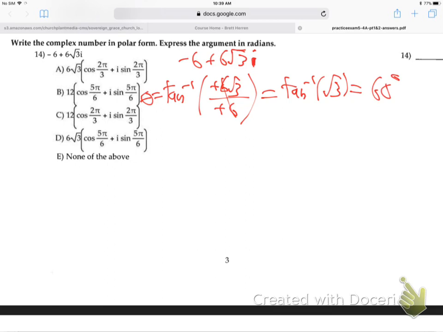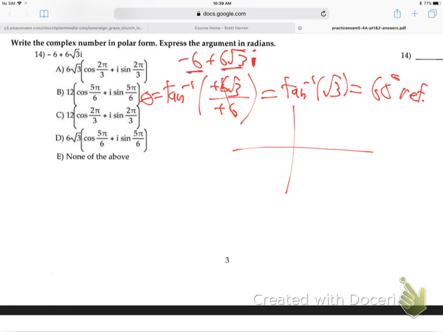That's 60 degrees, isn't it? So that's 60 degrees, and they want radians. Oh, that's the 60 degree reference angle. Now we've got to find the correct quadrant. What quadrant are we in?